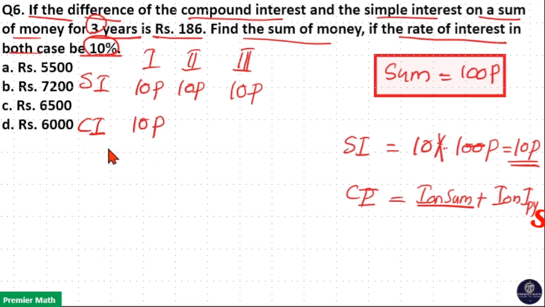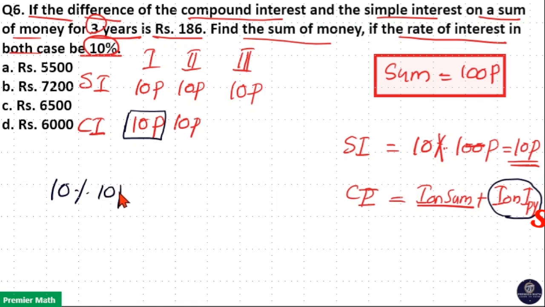And there is no previous year in the first year. So, I only receive interest on sum for the first year. For the second year, I will receive interest on sum as 10 parts, plus I will receive interest on the interest received on previous year. Here, interest received on previous year is 10 parts. So, 10% of the 10 part, I will receive on second year as well.